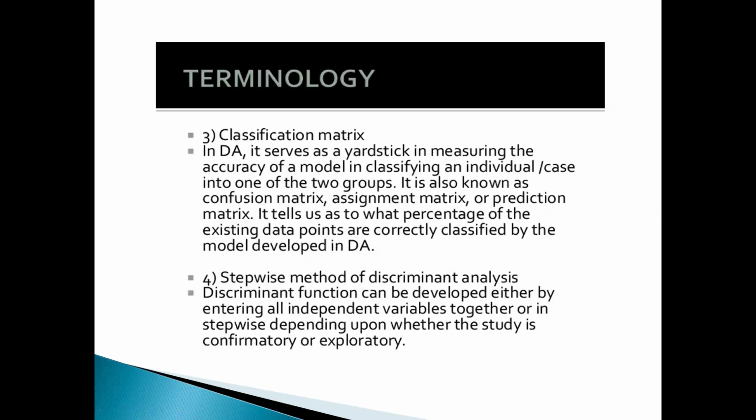Classification matrix, this is very important in discriminant analysis. It serves as a yardstick in measuring the accuracy of the model. And this is very important in classifying an individual or case into one of the two groups or more, as the case may be. It is also known as the confusion matrix, assignment matrix, or prediction matrix.